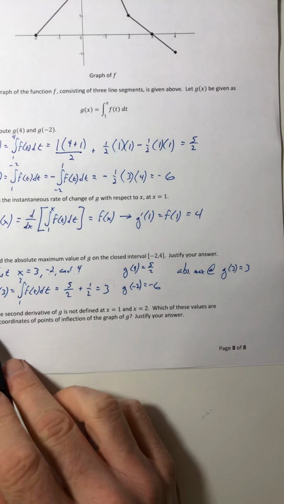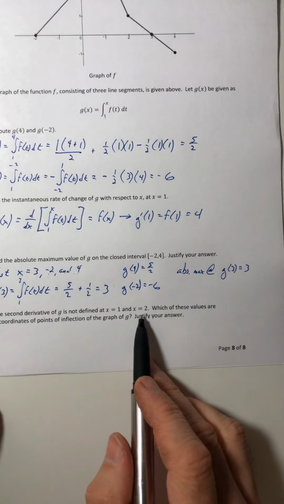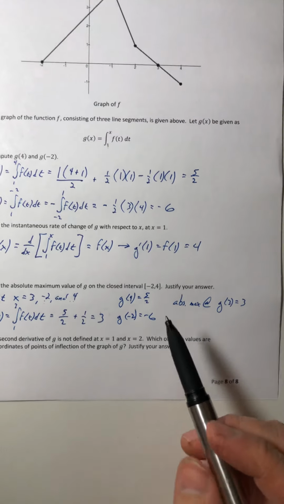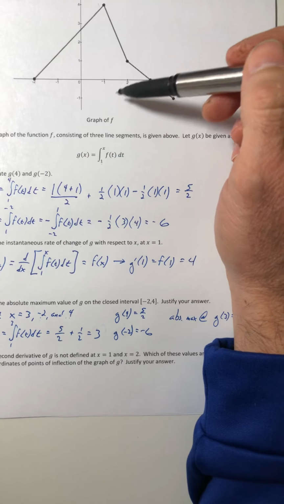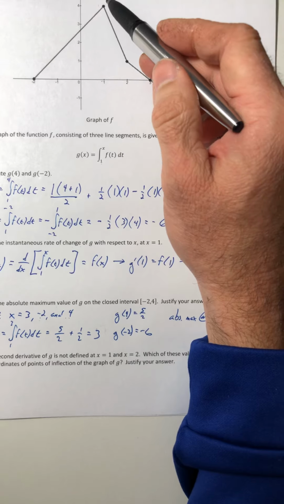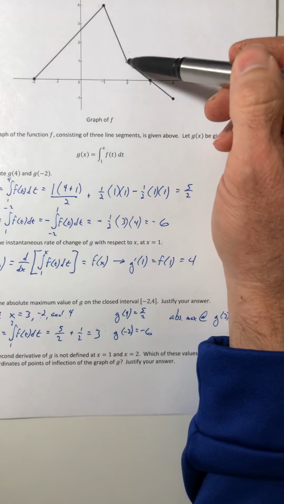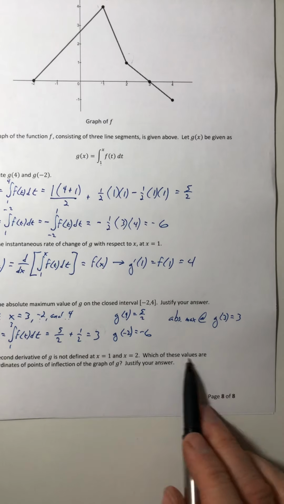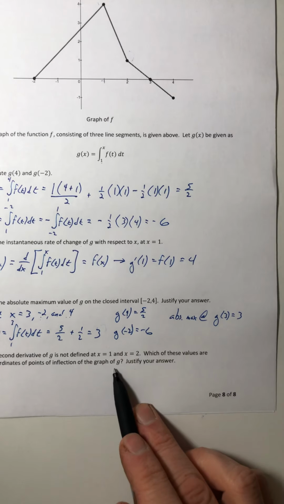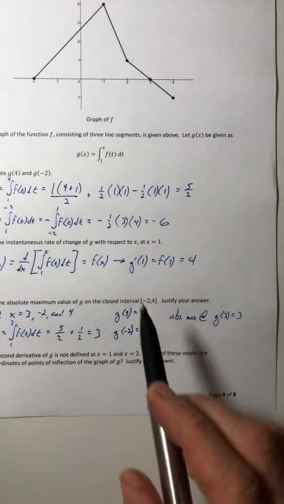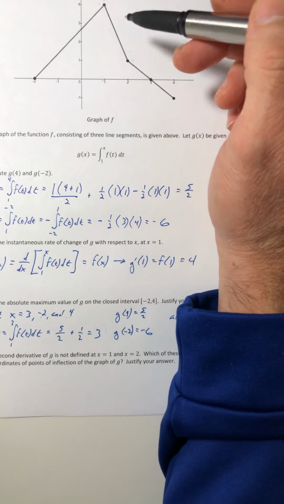All right, the last part D, the second derivative of g is not defined at x equals 1 and x equals 2, which should make sense. This graph is the first derivative of g, and it's got sharp points here and here. So the second derivative wouldn't exist at this point, and it wouldn't exist at that one. Which of those values are x-coordinates of points of inflection of the graph of g? Justify your answer. It's going to be this, or this one, or both.